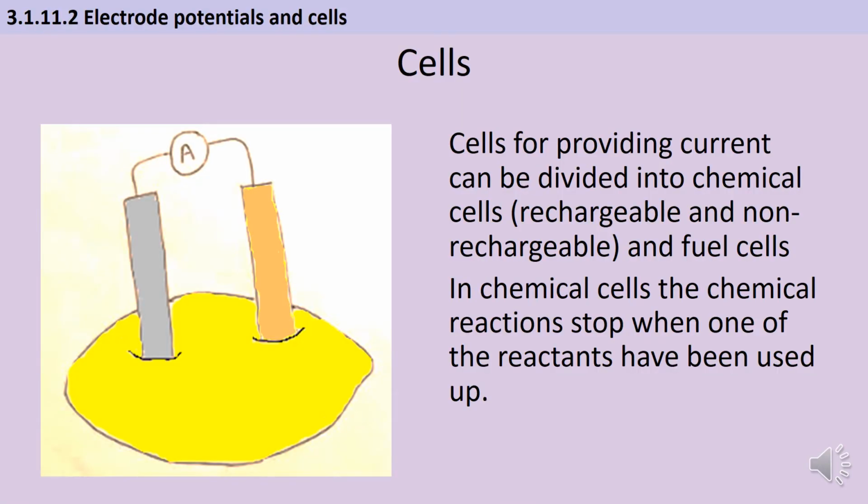Electrochemical cells can be split up into three types. Firstly, we can divide them into chemical cells and fuel cells, and then chemical cells can be divided into ones that you can recharge, sometimes called reversible cells, and ones that you can't recharge, so they're irreversible cells.